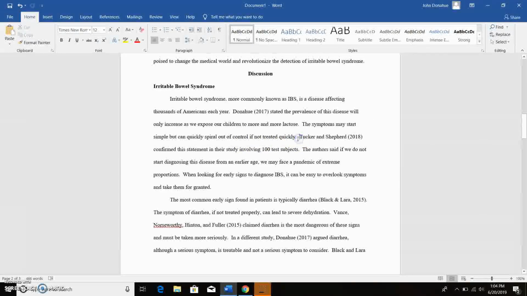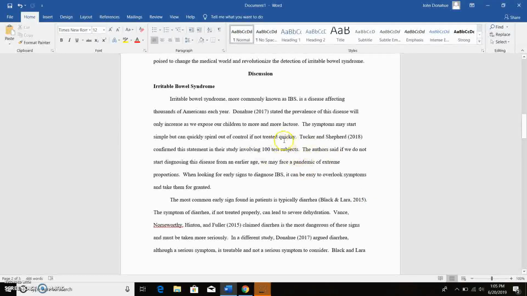So once again, even though we're doing citations on our research, you can put some of your own thoughts in there. Just make sure you're not using personal pronouns. Let's go to this next sentence. Tucker and Shepard, 2018, confirmed this statement in their study involving 100 test subjects. Now, right here, I have two authors. If we're citing at the beginning of a sentence, we're going to use the word "and" to separate the two authors right here, as you can see. If we were citing this at the end of a sentence, it would look like this one right here, Black & Laura, with an ampersand and with parentheses around it.